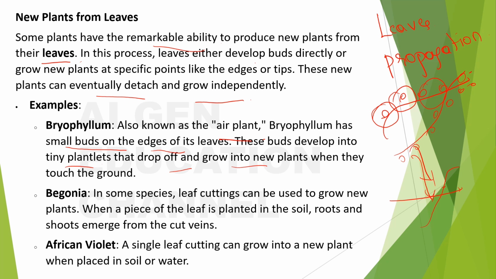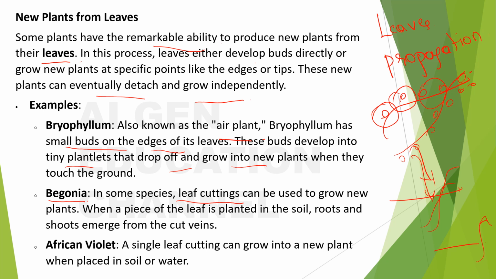When they touch the ground, they just develop into new plants. Next, begonia. In some species, leaf cuttings can be used to grow new plants. When a piece of the leaf is planted in the soil, roots and shoots emerge from the cut veins. So, in some species like begonia, you can use these leaf cuttings and put them in the soil. Okay.